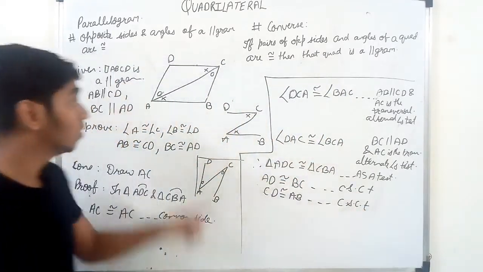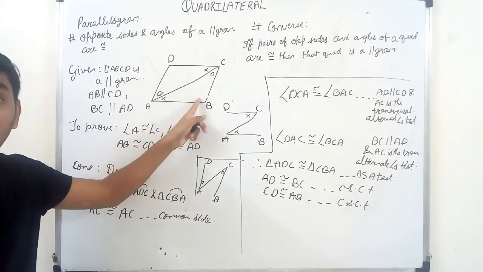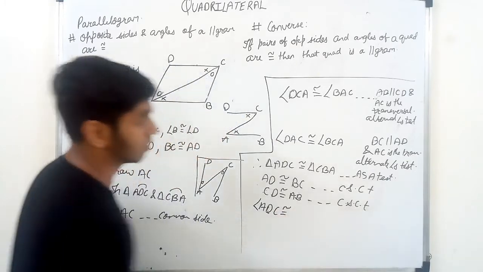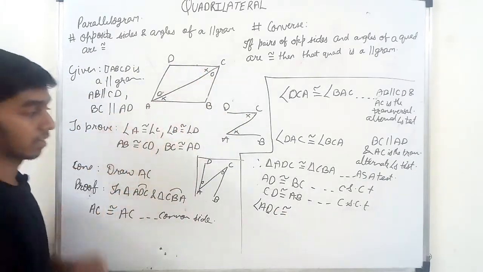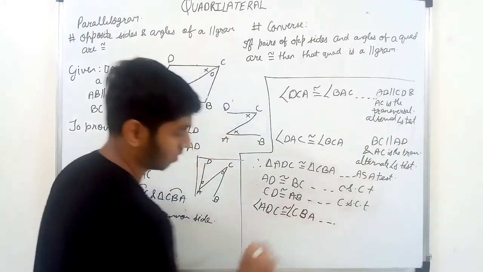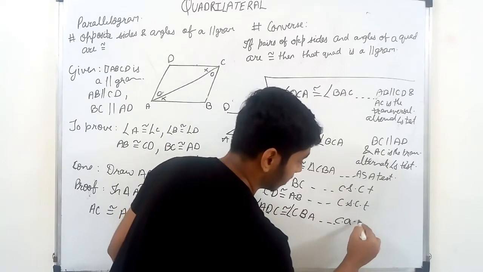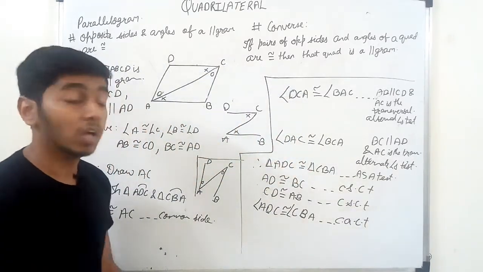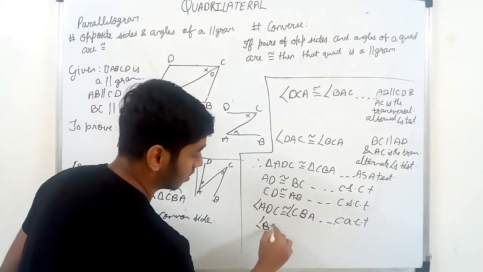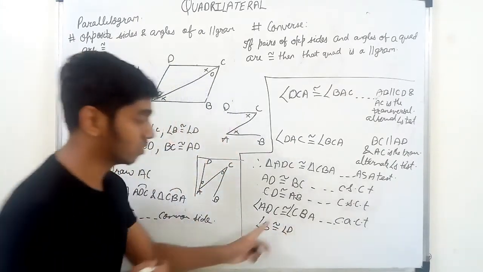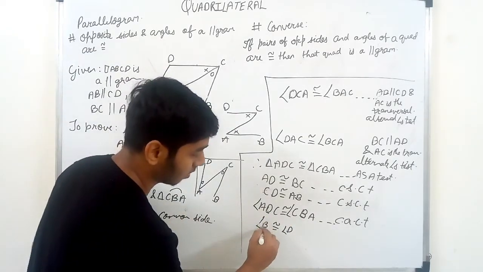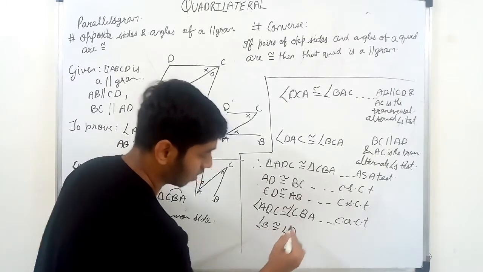Yes or no? Now, can we say this angle and this angle are also congruent? So we can say angle ADC is congruent to angle CBA, by CPCT. Yes or no? So can we say that angle D and B are congruent? Same angle but different name. Or you can write D then B. So it's up to you.